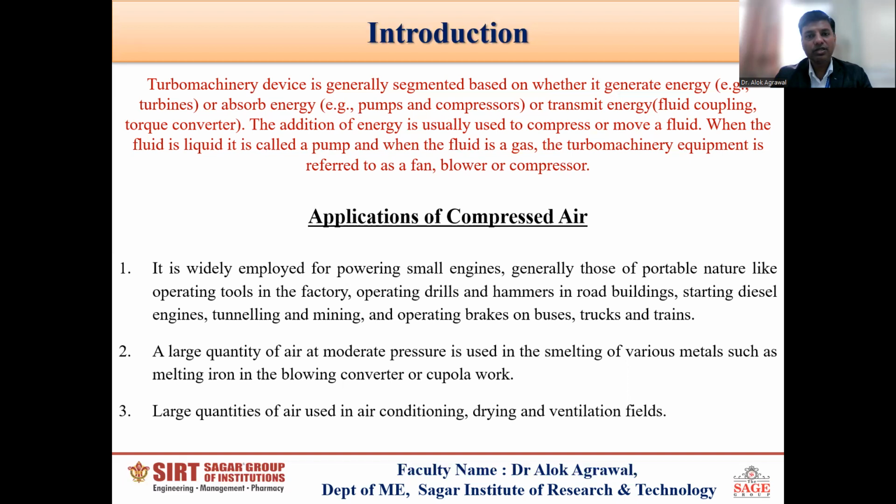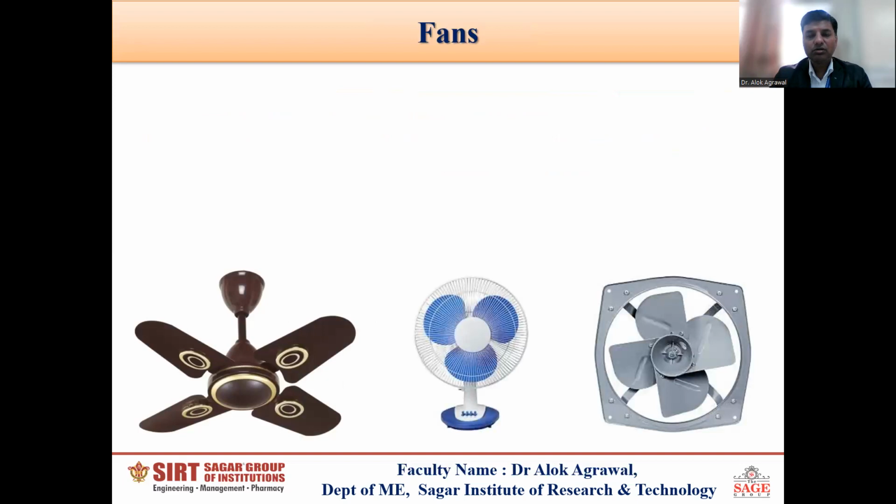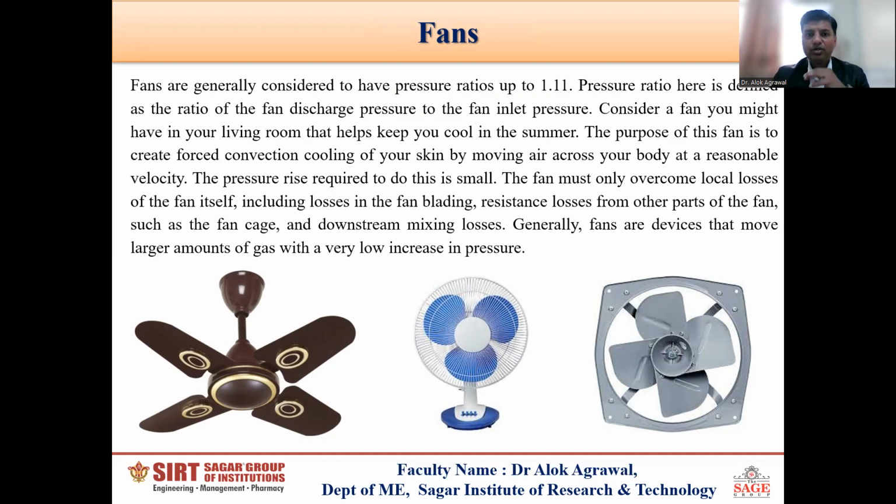There are three kinds of device, that is fan, blower and compressor. Let us see each one of them. So first of all, fan. When we are talking about fan, we are talking about the ceiling fan or table fan, or we can say exhaust fan. All this comes under the category of fan. See how we are differentiating fan, blower and compressor, though they all are doing the same thing of giving the compressed air. So fan generally compresses air with a pressure ratio of maximum 1.11.